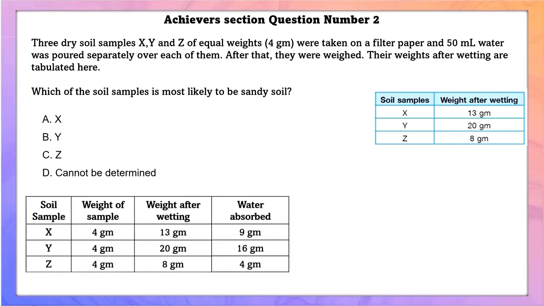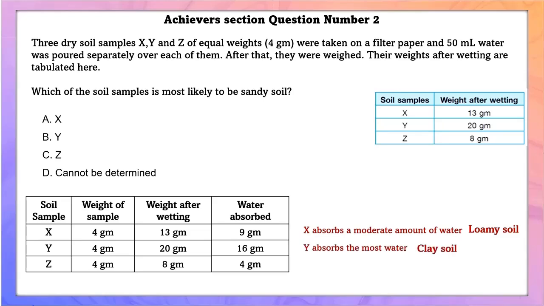In order to find the water absorbed, we have to subtract weight of sample from weight after wetting. So as you can see here, X absorbs a moderate amount of water, so it is therefore loamy soil. Y absorbs the most water, so it is therefore clayey soil. Z absorbs the least water, so it is sandy soil.